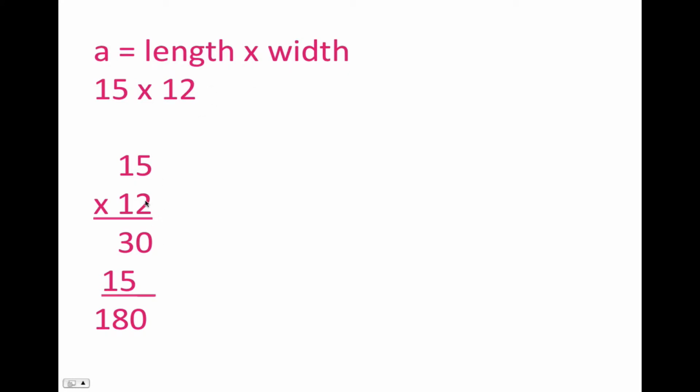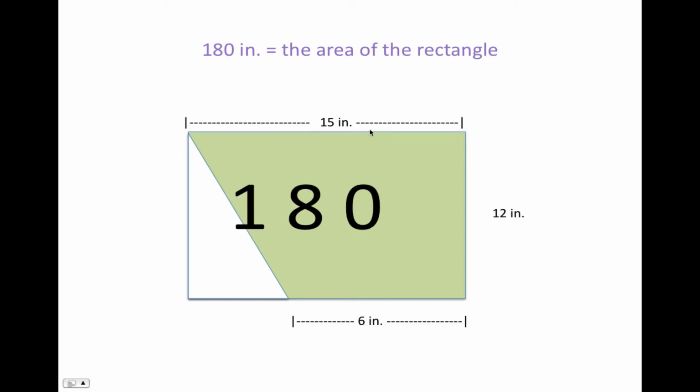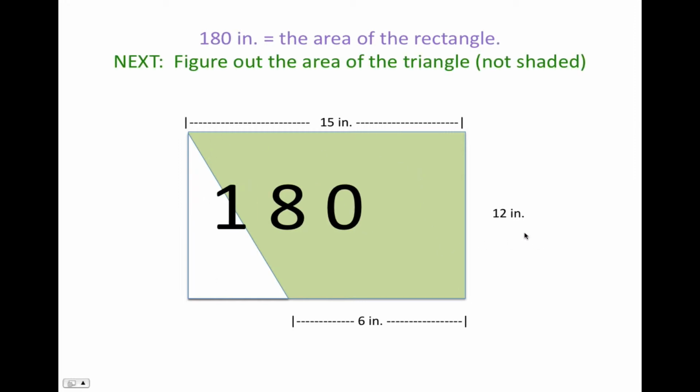So 15 times 12, let's say 2 times 15 is 30. 1 times 15 is 15. And add those together, and it's 180. So 180 inches equals the area of the, I hope you said rectangle, because it is the area of the rectangle. So the whole rectangle is 180 inches. Now we know that, so next we want to figure out what the area of this triangle is.